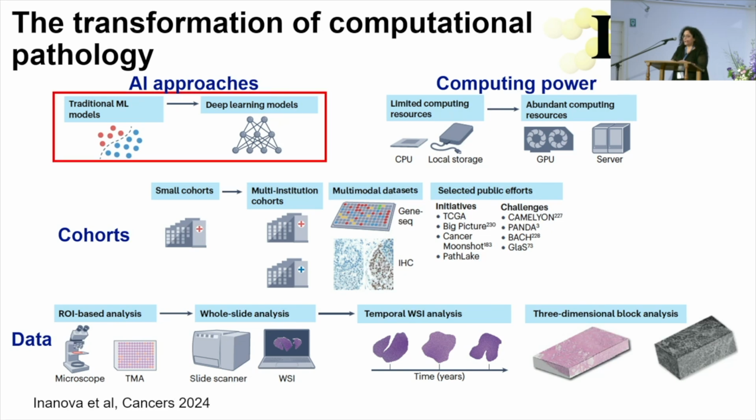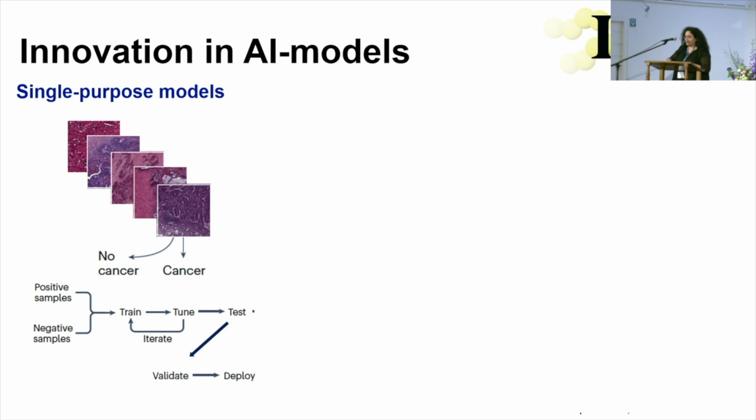In terms of AI approaches, these current models that are fantastic are the single-purpose models that are trained using a ground truth, where one provides these models with labels. And one trains these models, fine-tunes them, tests them, then validates them in an independent cohort. Once one is happy with these results, one can deploy this model. If one is not happy, one can retrain the model again.